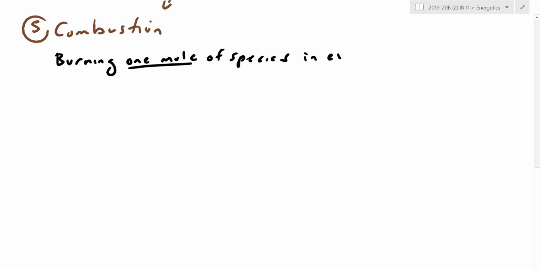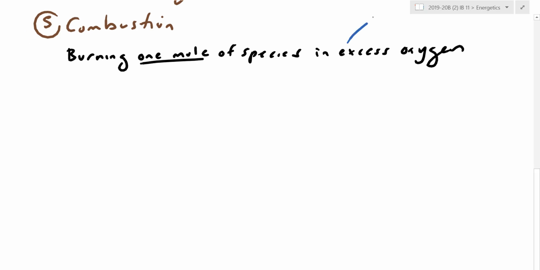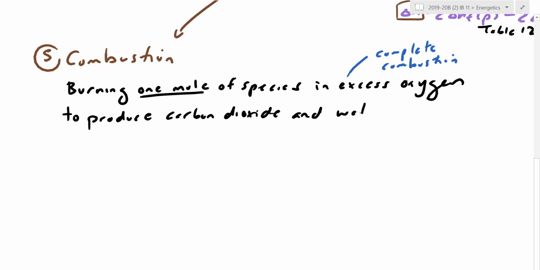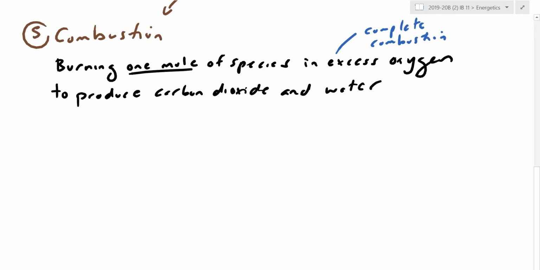Usually they do specify excess oxygen. We want the fire to be raging really well. We don't want any limiting or excess kind of questions. Excess oxygen implies that the combustion will be complete. So we always predict complete combustion. If the burning goes fully oxidizing with the oxygen, we're going to produce, and let's try to stay away from the language of forming because that sounds like formation, we're going to produce carbon dioxide and water.